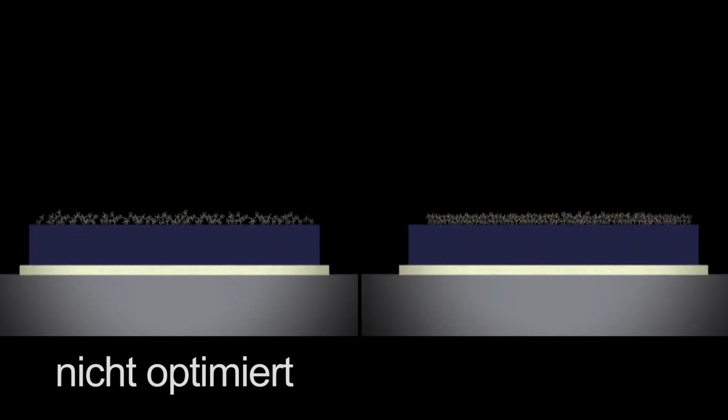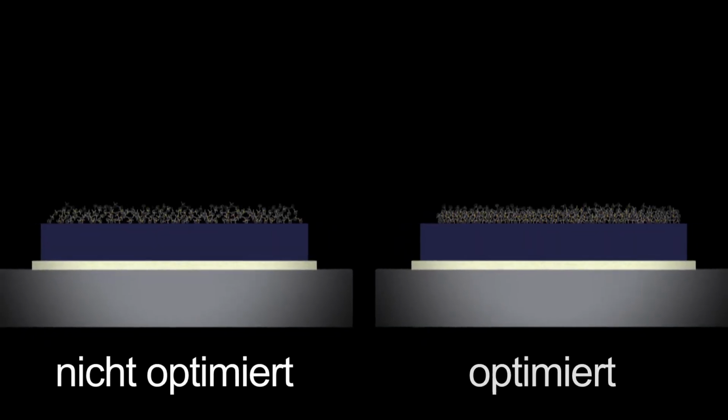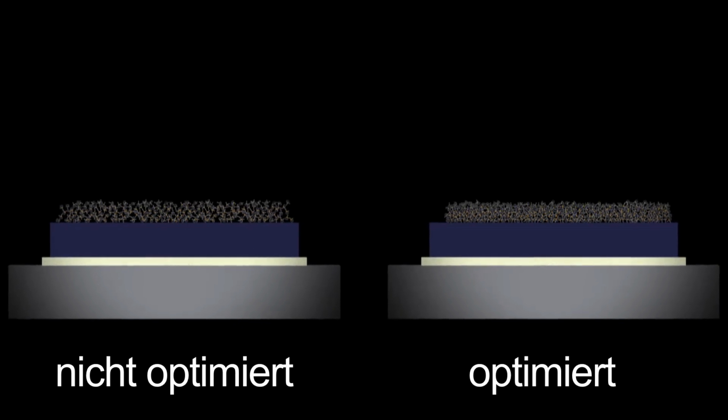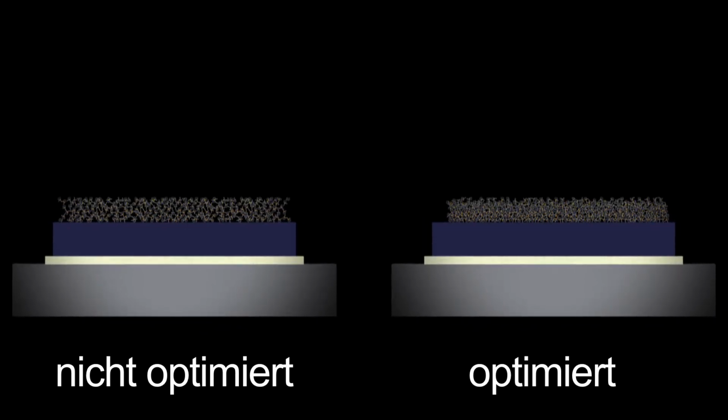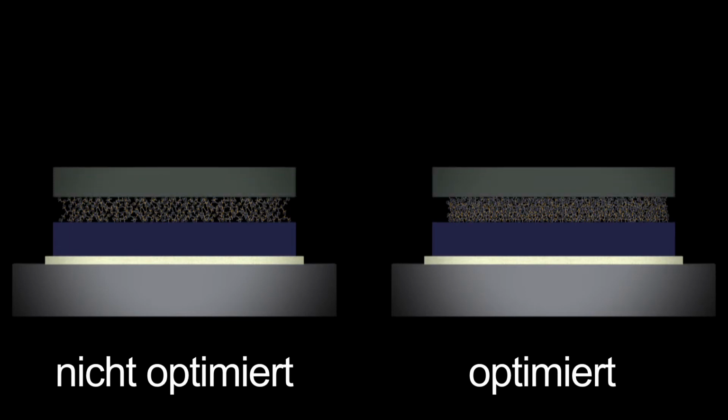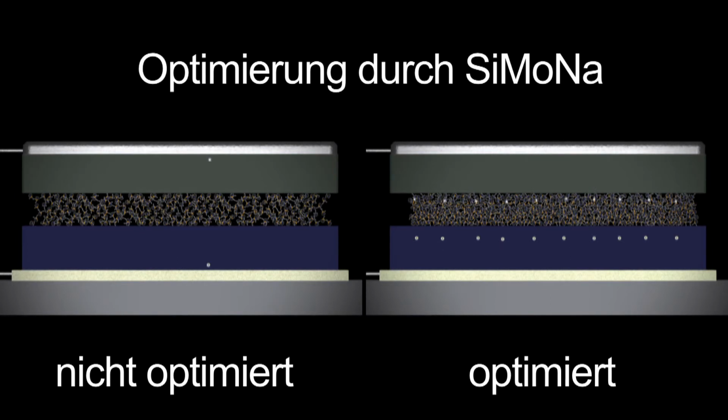This is a split-screen view: on the left, before optimization; on the right, after virtual optimization by SiMona. The packing density of the emitting layer is compact. Mobility of the charge carriers is high. The quantum yield is uniform.